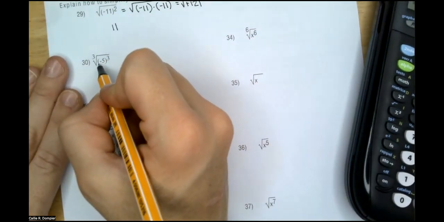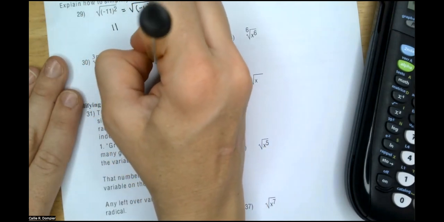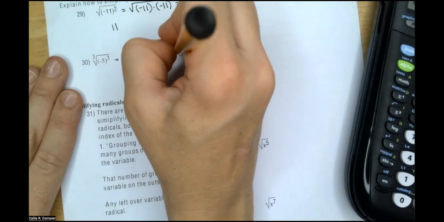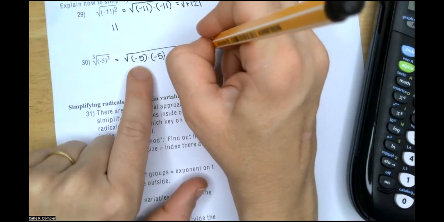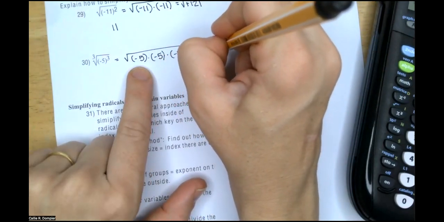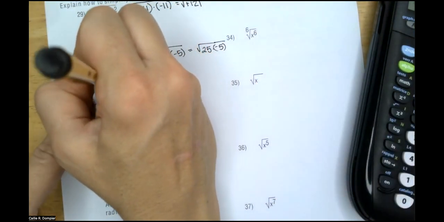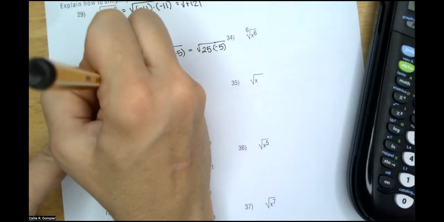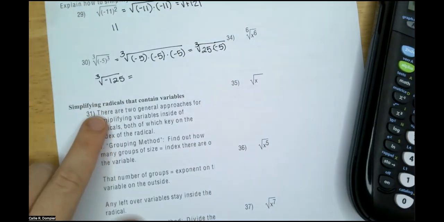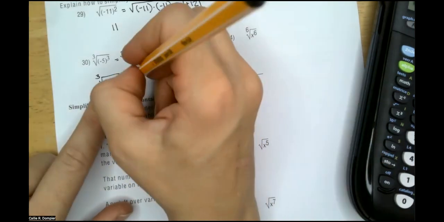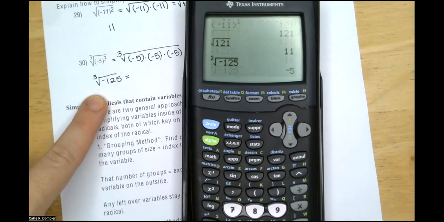Here we have the cubed root of negative 5 cubed. So that's negative 5 times negative 5 times negative 5. Negative 5 times negative 5 is positive 25, times negative 5 is negative 125. Sorry, I have been ignoring that this is not a square root, this is a cubed root. So now we're taking the cubed root of negative 125, which is negative 5.